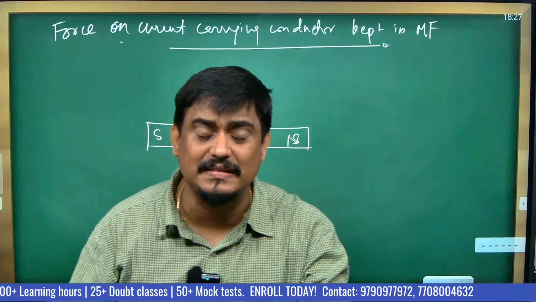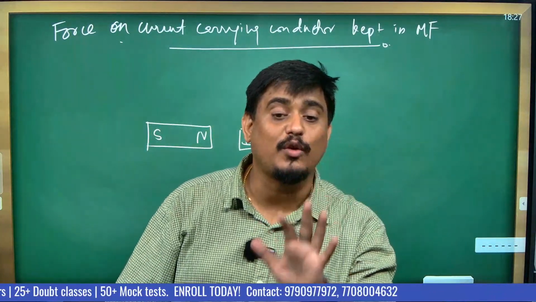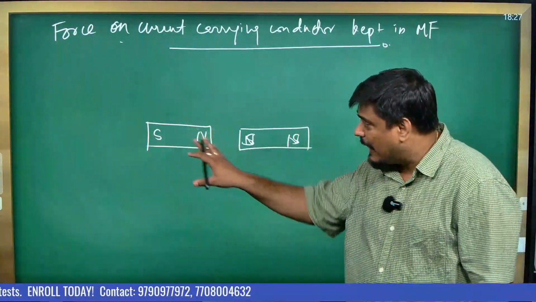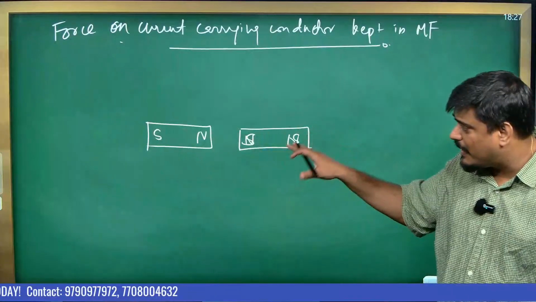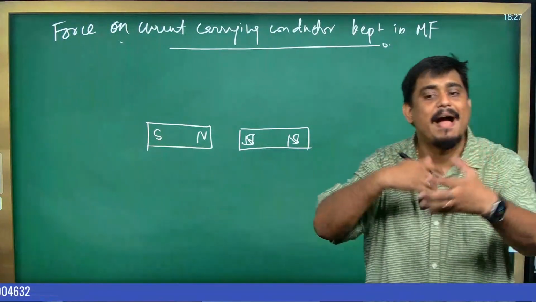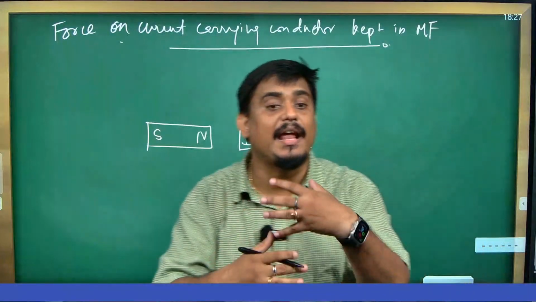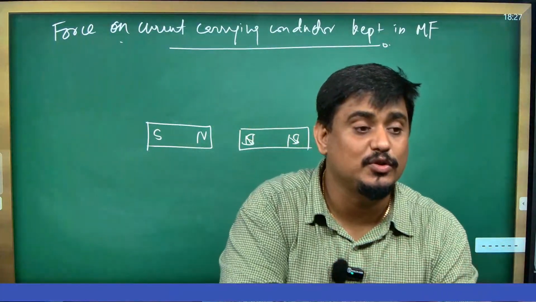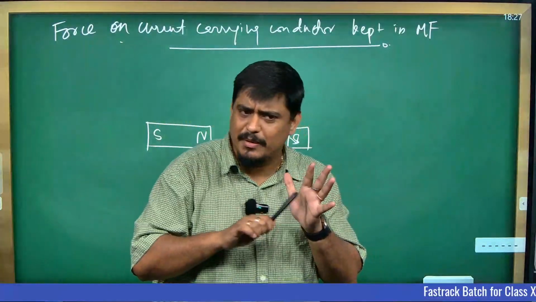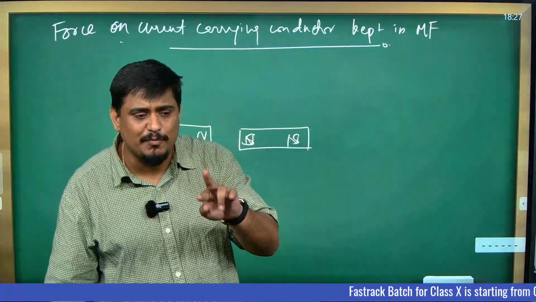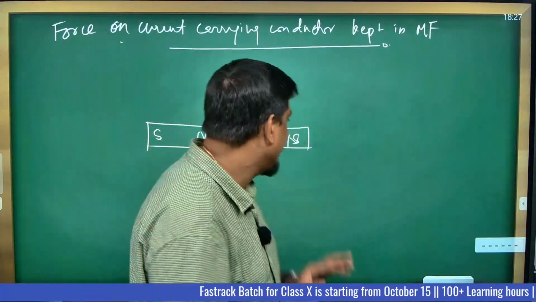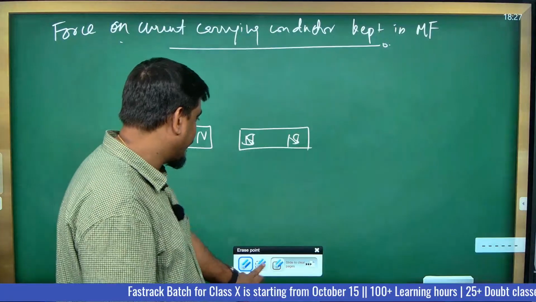How does it act? It acts because of the interaction of two magnetic fields. This magnet will have its own magnetic field. This magnet will have its own magnetic field. When they are brought close to each other, the magnetic fields will interact with each other, and there is going to be some repulsion or attraction. Some force will act. So always remember that when there is interaction of magnetic fields, there will be a force acting. Okay, now coming back to this topic.